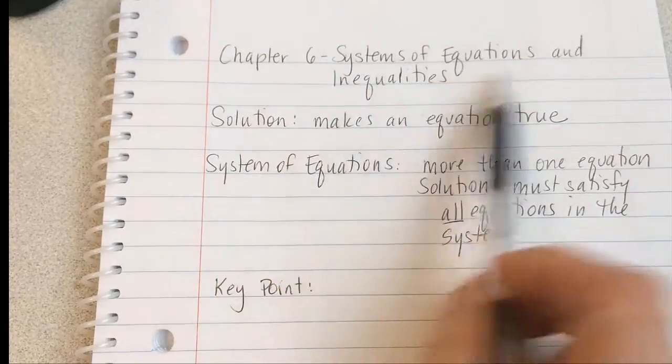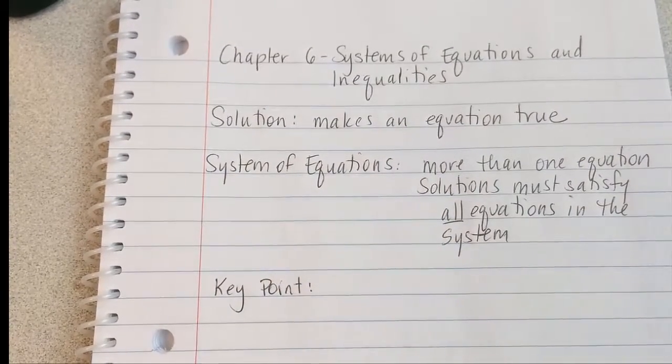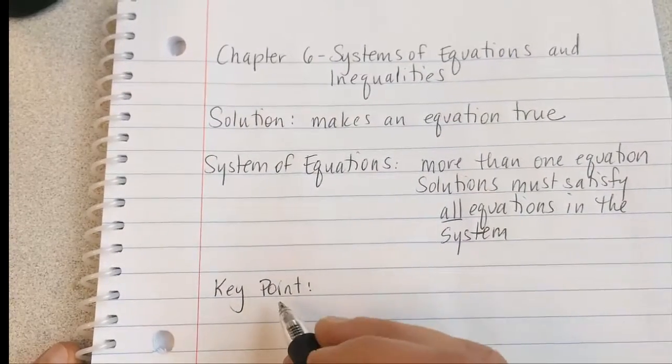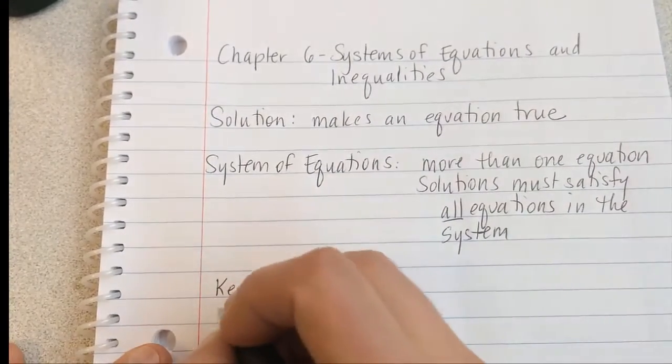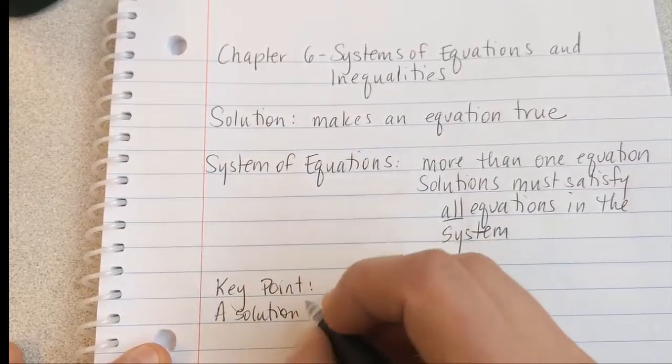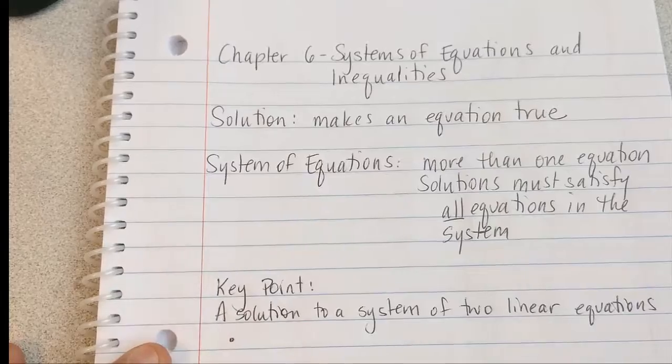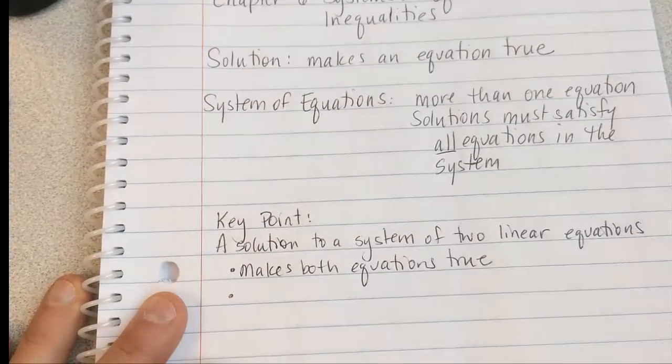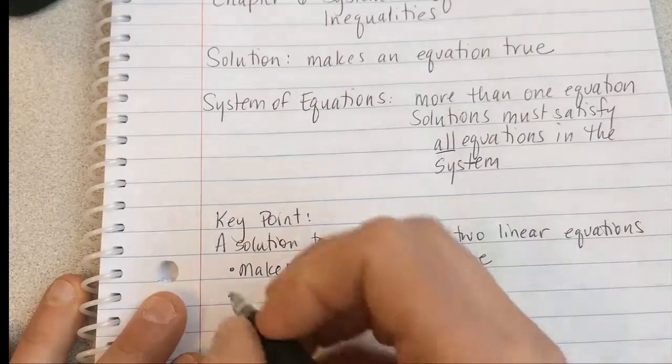Okay, last episode we talked about systems of linear equations, and we had a key point that we wrote down on our worksheet, which is worth writing in our notes here too, and that is that a solution to a system of linear equations makes both equations true and is a point on both lines. In other words, the intersection point.